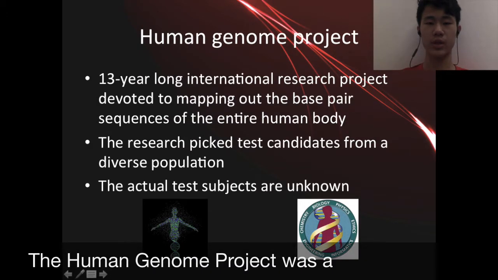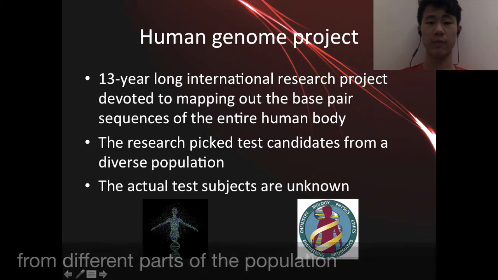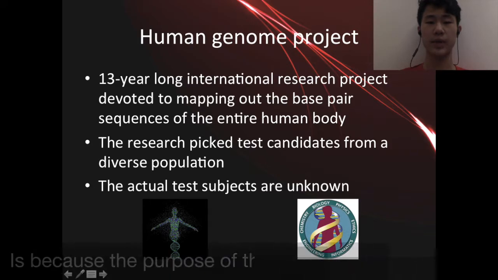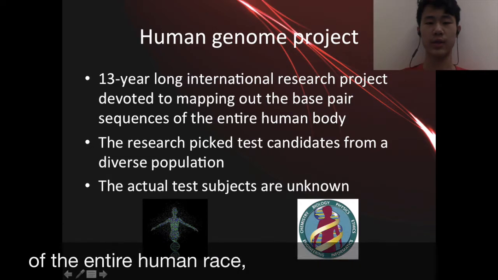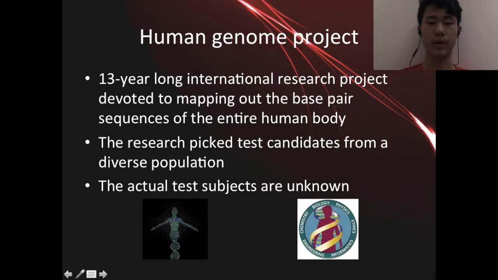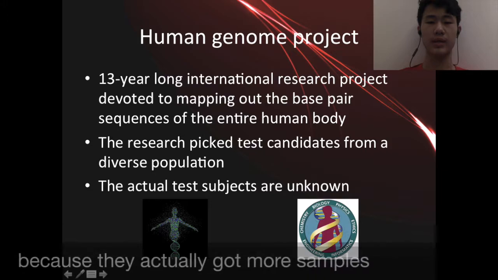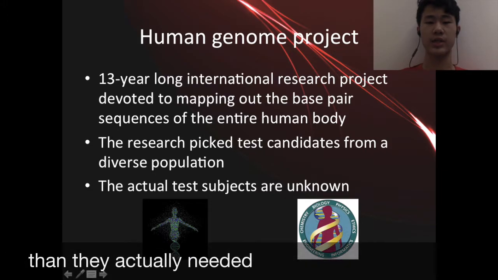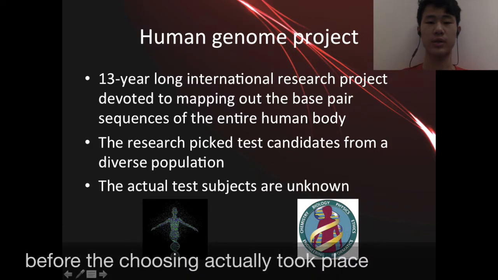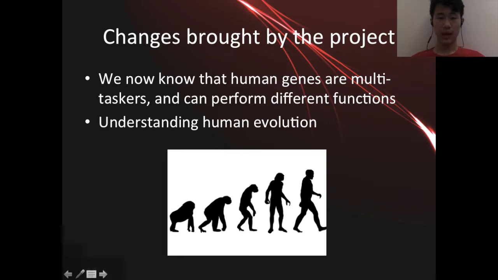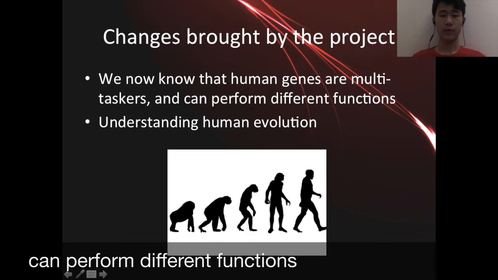The Human Genome Project was a 13-year-long research, and the reason that they picked candidates from different parts of the population is because the purpose of the Human Genome Project is to map out the base sequence of the human race, not a particular group, and they didn't know who were used as a test subject because they got more samples than they actually needed, so they only took a portion of it, and they removed the labels before the choosing actually took place.